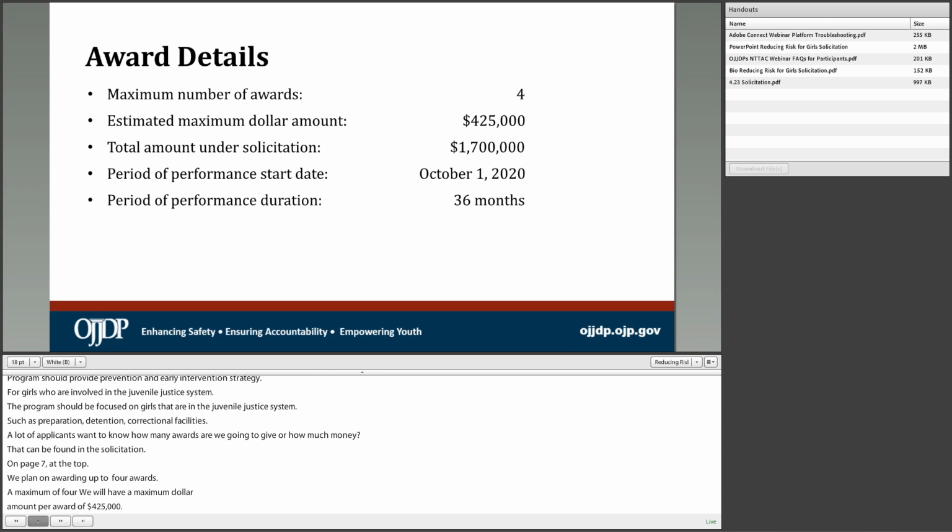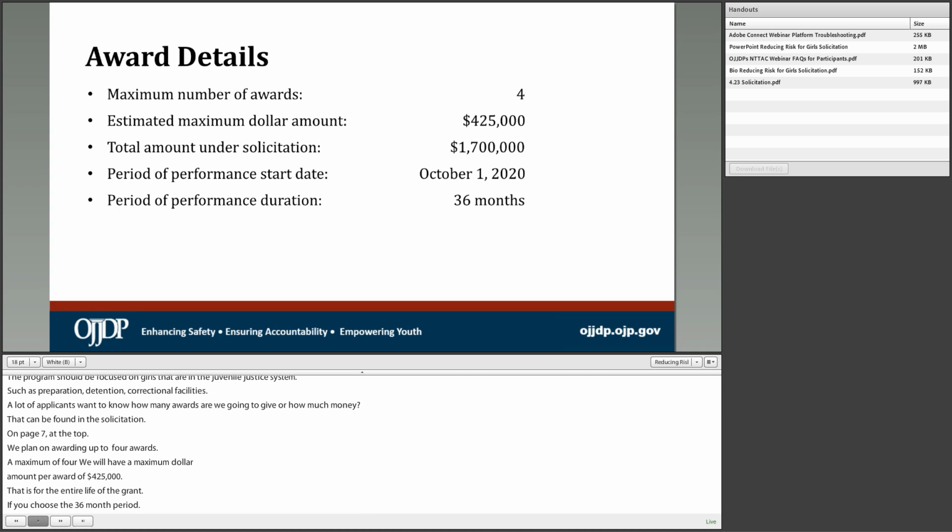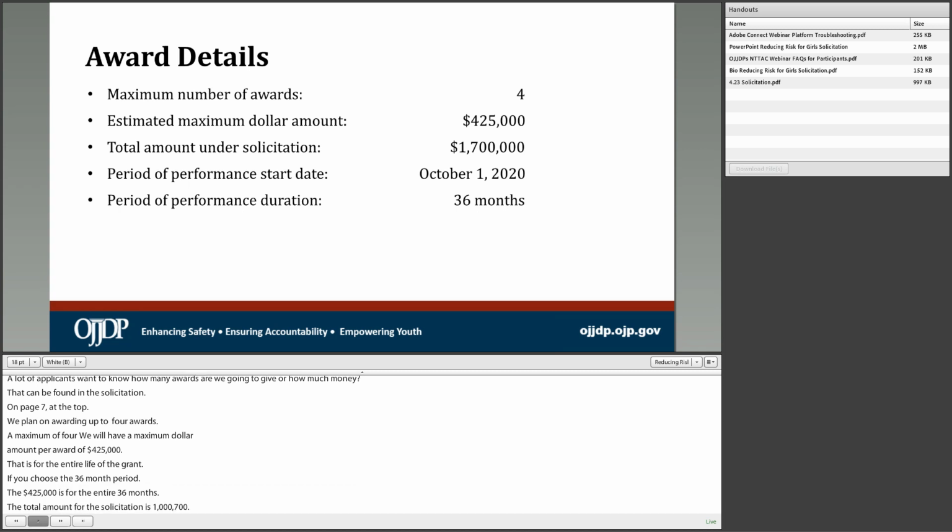The total amount for this solicitation is $1,700,000. That's for up to 4 awards. The start date for when the program could be implemented is October 1st, 2020. And again, the duration would be up to 36 months.